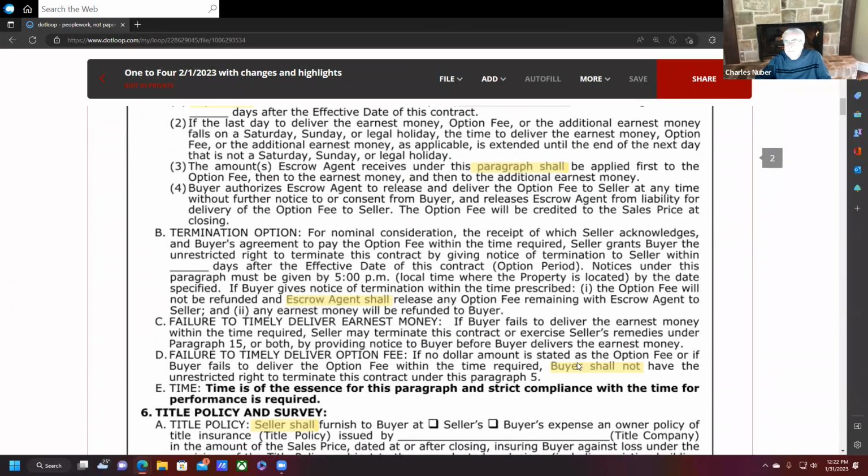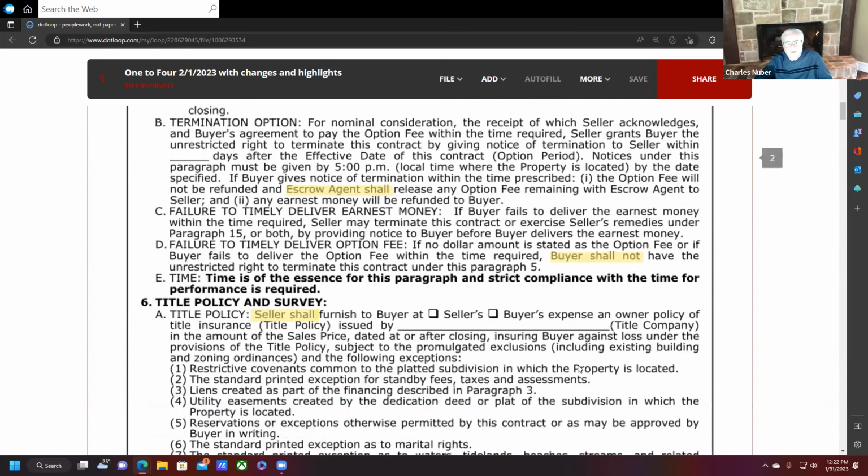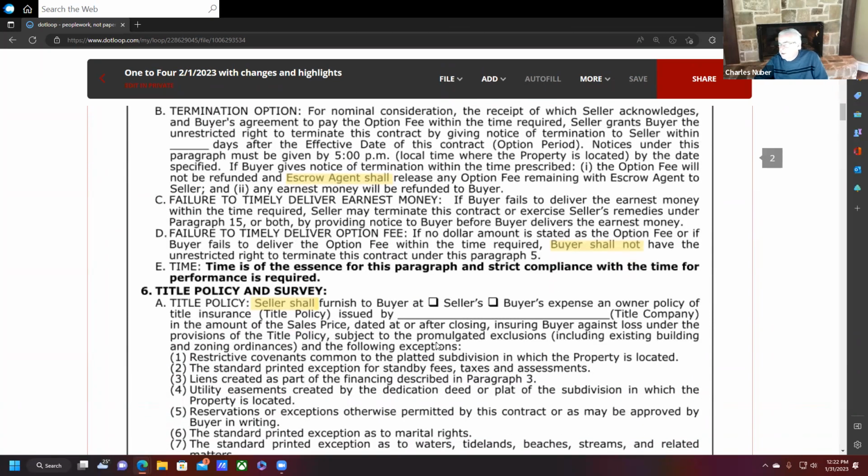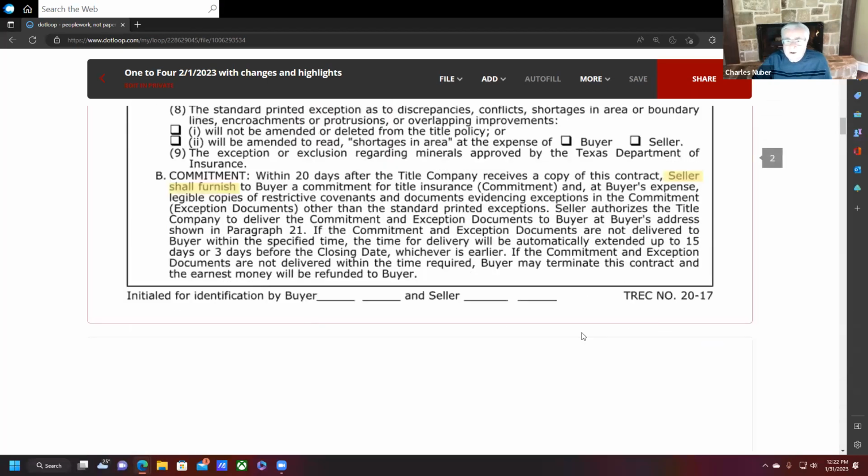So shalls are commands in the contract. There's 38 commands in the contract. Most of them are falling on the seller, seller shall, seller shall. And if the seller fails to, or if the buyer fails to, then that is a default in the contract, and that is a reason to terminate the contract, even on the day of closing. So you want to be very careful with that.